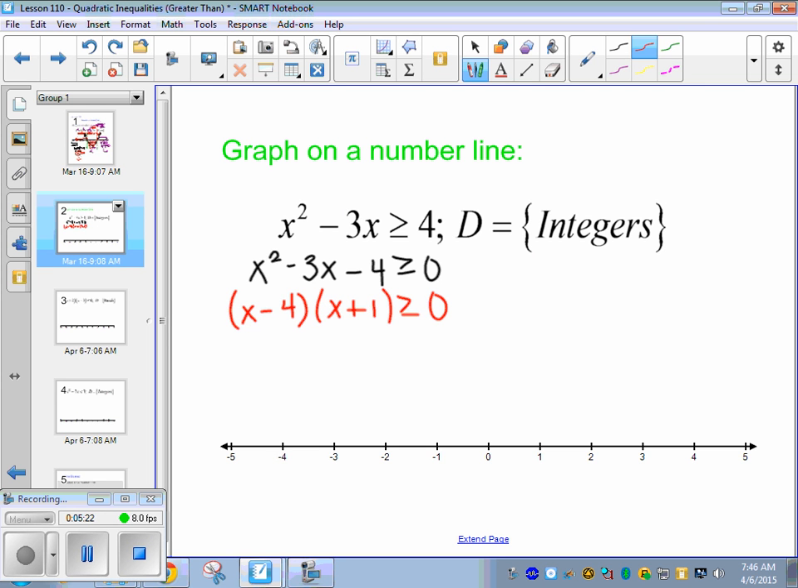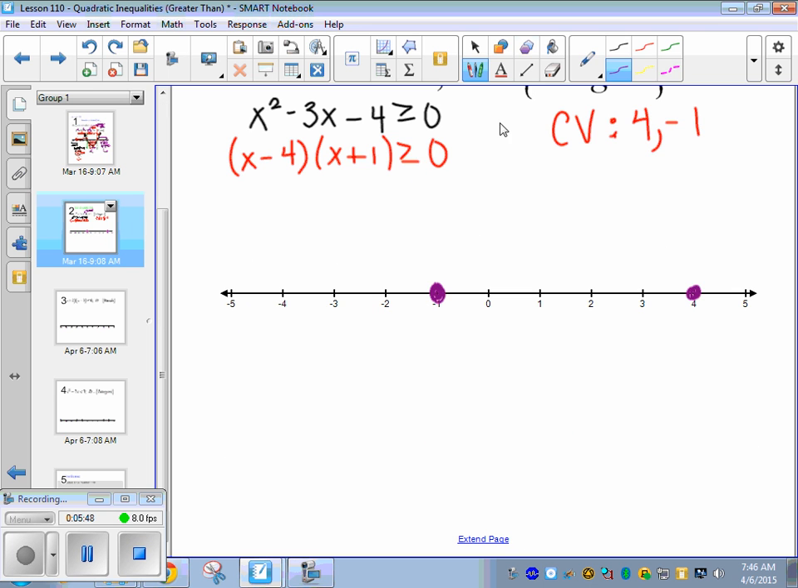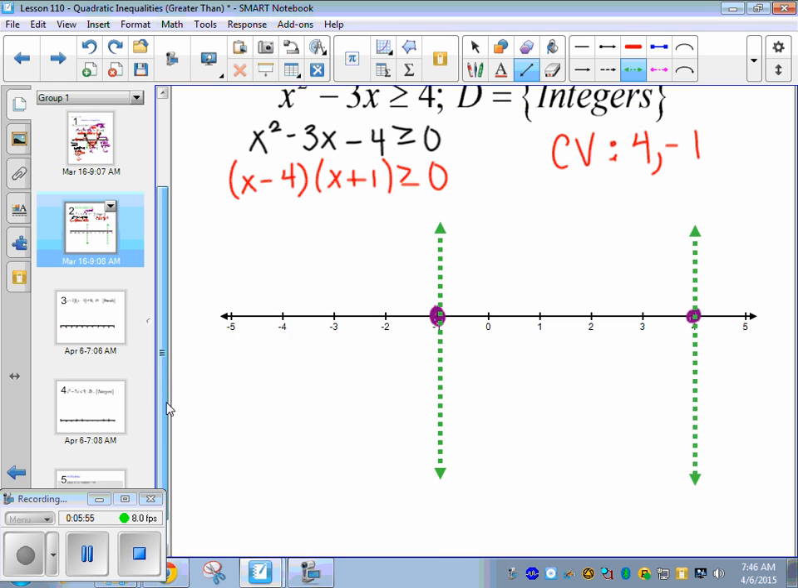Okay, so what are the critical values? Okay, 4 and negative 1. And are we going to have open or closed circles if we've got the line underneath here? Closed. So I'm going to go ahead and put closed points on 4 because we are including 4, and negative 1 because we are including negative 1. And then I'm going to put my dotted lines on here, so we're breaking this number line up into 3 sections.